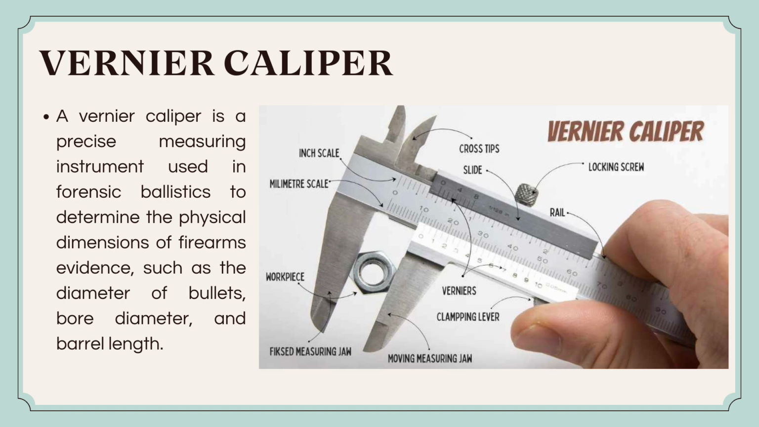Also, the function of this one is to provide highly accurate readings of external dimensions, internal dimensions, and depth using its main scale and sliding vernier scale. Additionally, the significance of this measurement is to establish the class characteristics of the evidence. The determined caliber and dimensions allow the examiner to narrow down the potential makes and models of firearms that could have fired the ammunition, providing critical investigative leads to law enforcement and forming a basis for subsequent, more detailed examinations.